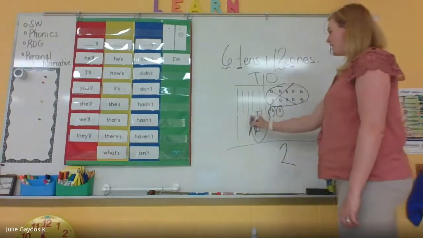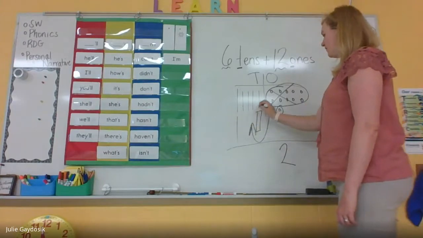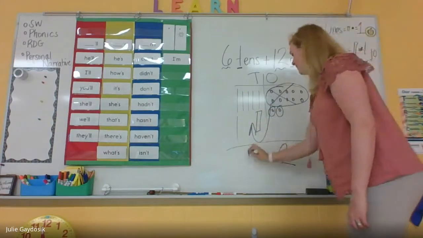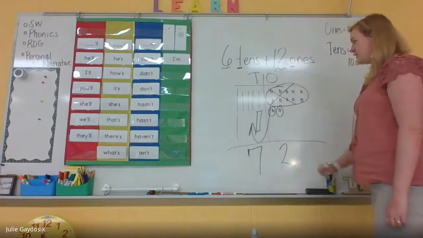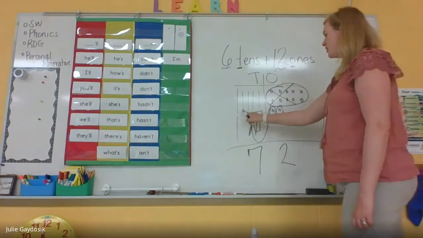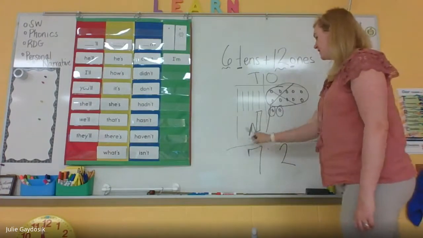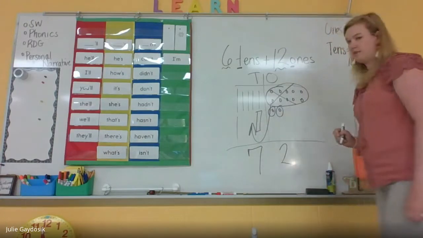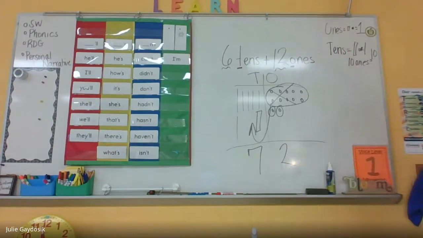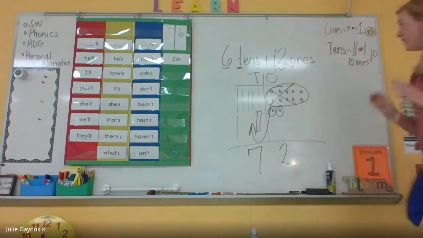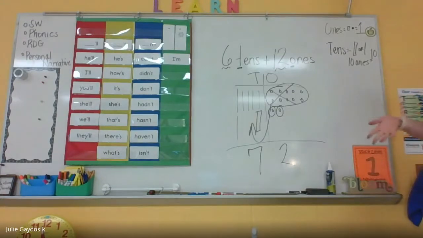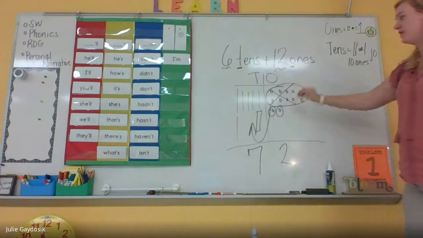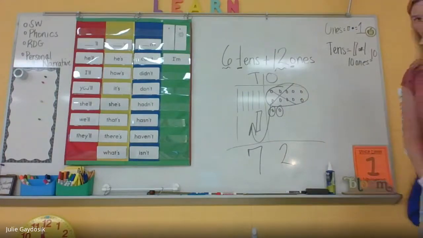And then I'm going to count my tens. 1, 2, 3, 4, 5, 6, 7. So my number should be 72. 10, 20, 30, 40, 50, 60, 70, 71, 72. Okay. So those are just some examples of how to complete these types of problems with number sentences with tens and ones. This goes over some composing pieces as well.